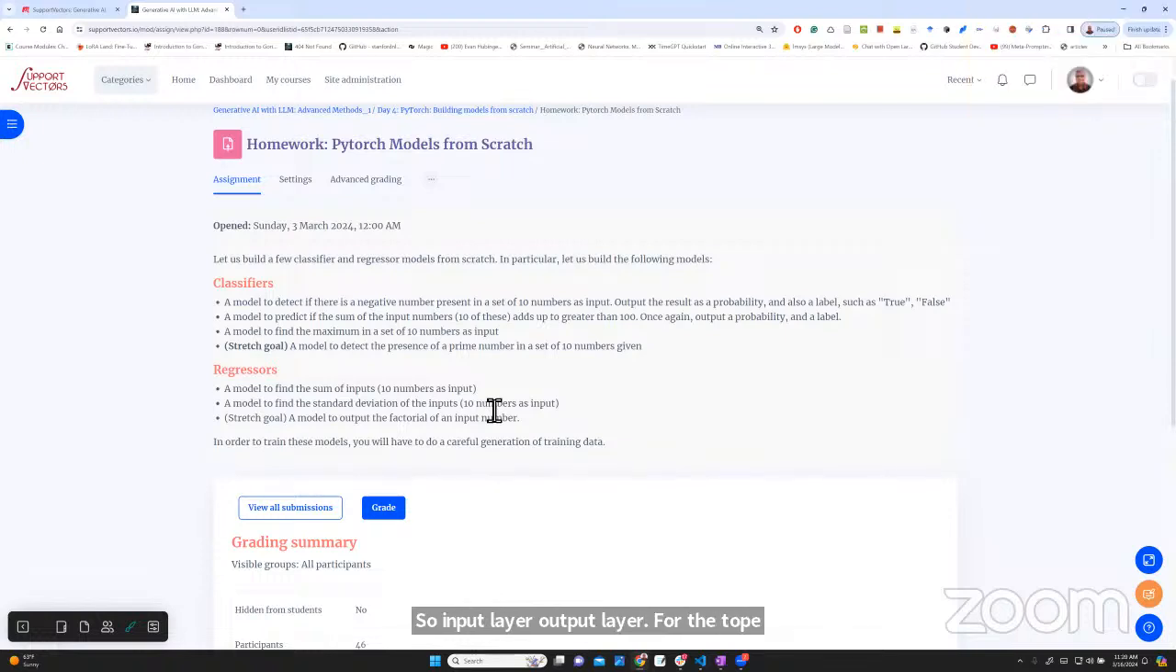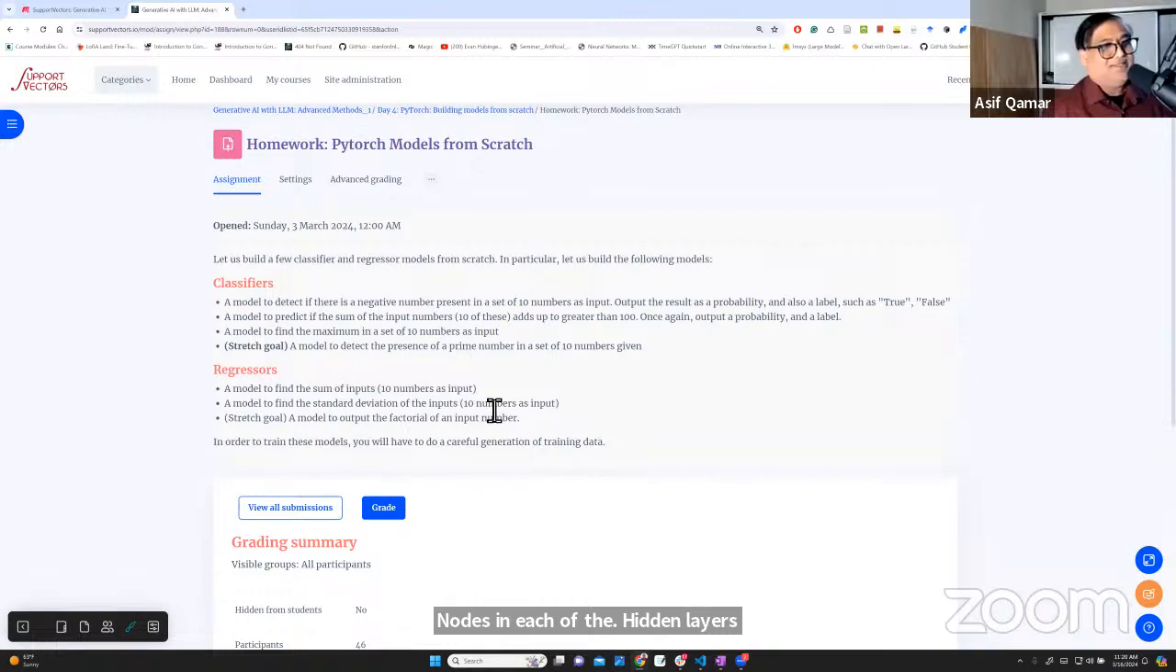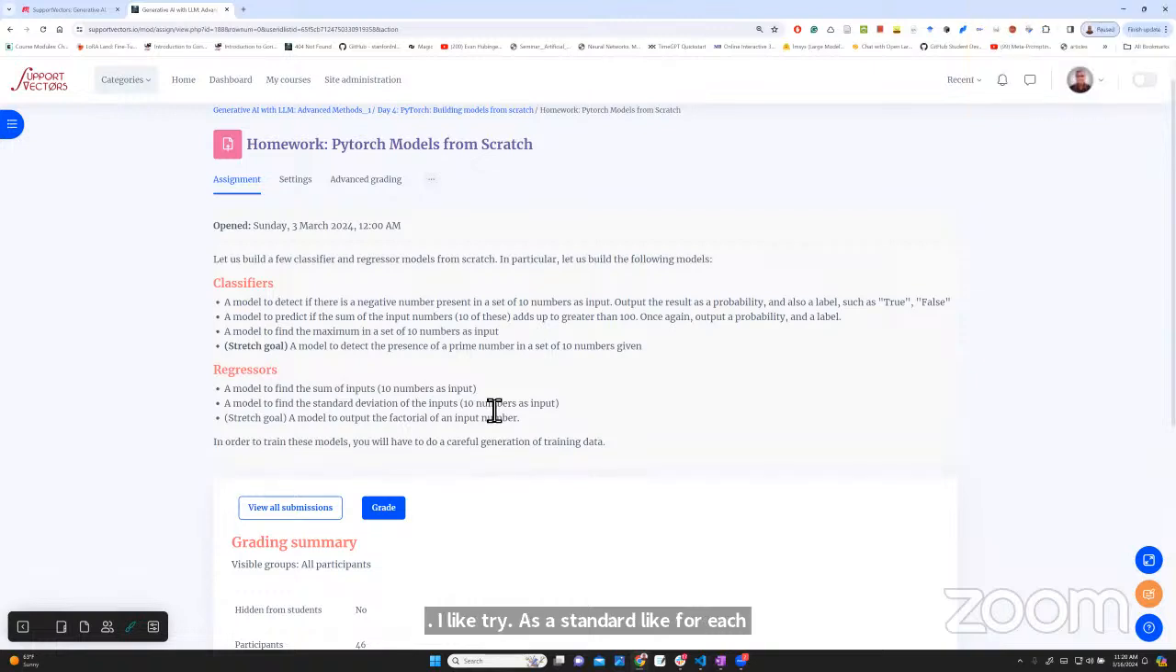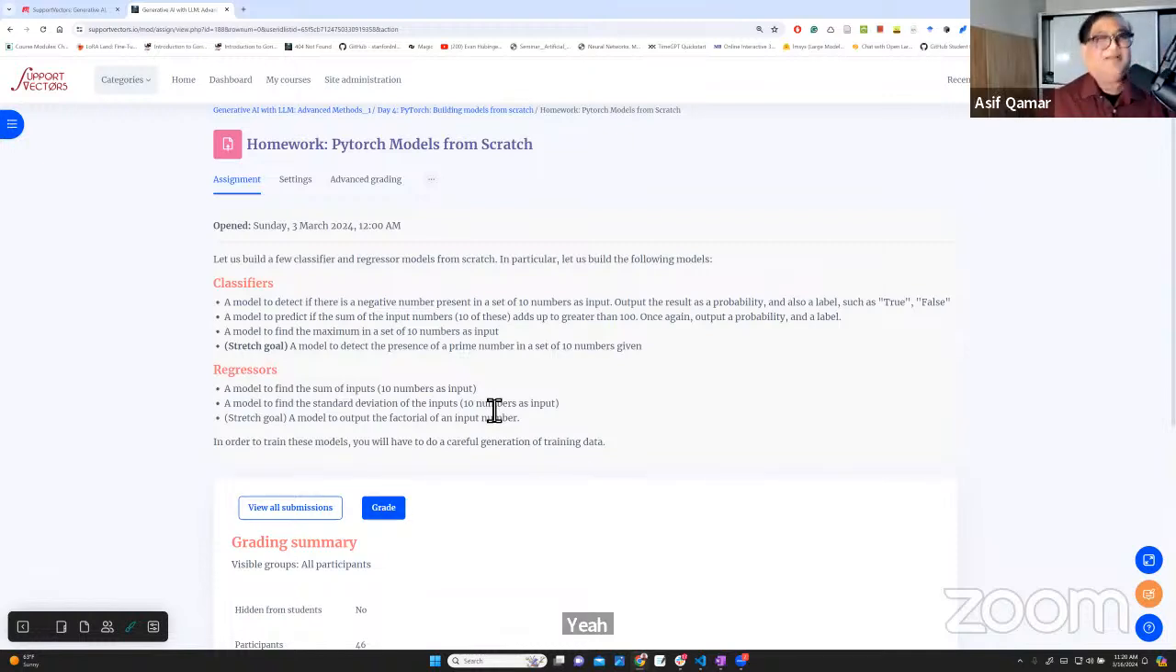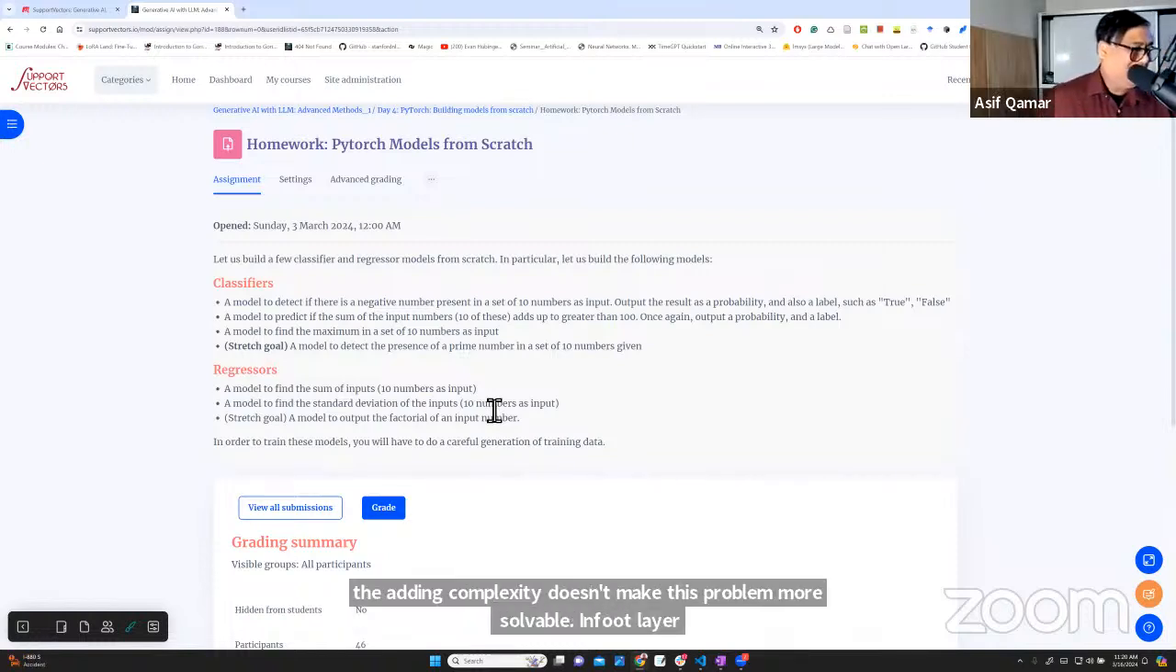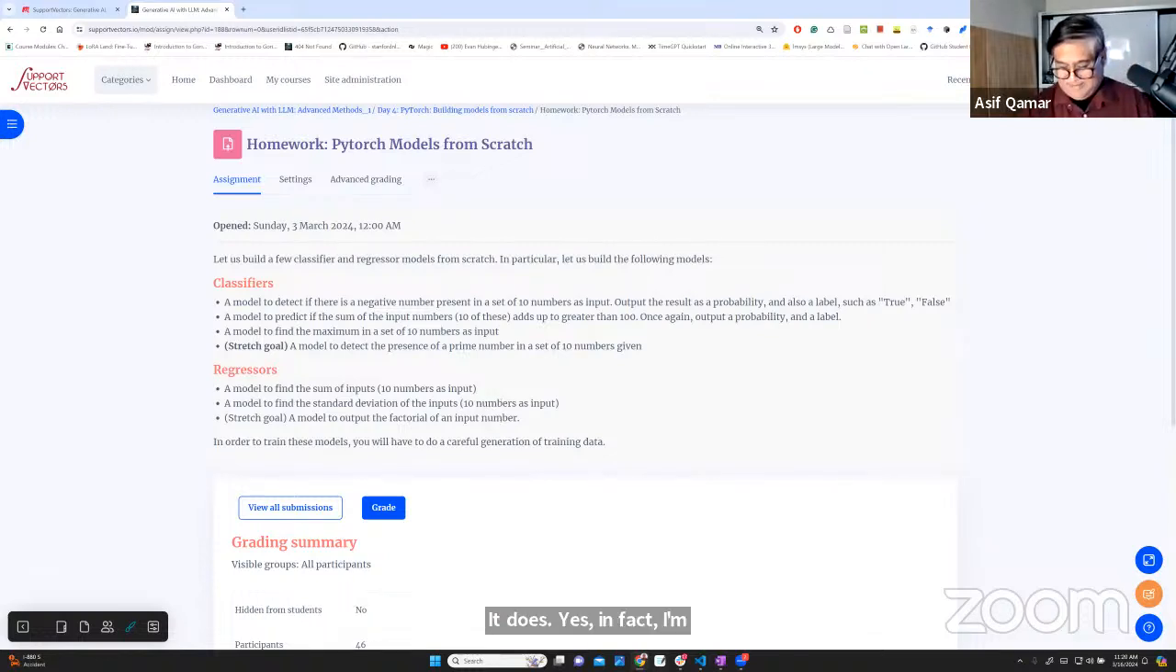My final answer was essentially to put an input layer and an output layer and then train for the weights in between, because every other set of layers didn't really work. I tried up to 5 with up to 1,000 nodes in each of the hidden layers. As a standard, I tried 250 and then 500 and then 1,000. And what did you realize at the end of it? The added complexity doesn't make this problem more solvable. Input layer, output layer, just add everything together. Yes, in fact, I'm so happy that somebody could answer this question. This is really hats off.